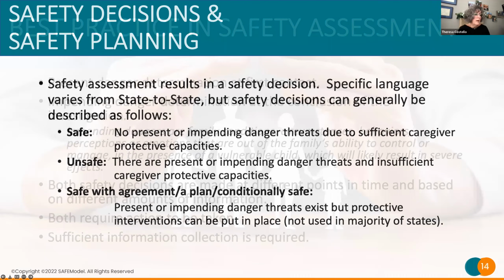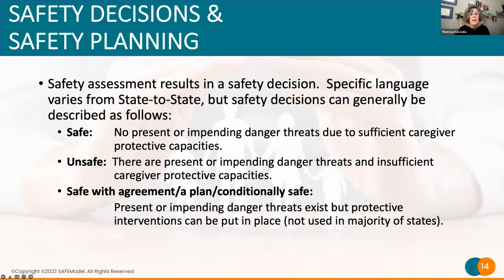Safety decisions and safety planning. Common language that we find in reaching conclusions about safety, because obviously the most important thing about assessing for safety is not just calling it out and labeling it, but it's then taking action. So when we want to identify whether we've reached a decision that a child is safe, that would mean that there's no present or impending danger threats, and that is due to, and we'll talk a little bit more about this, the presence of sufficient protective capacities. In contrast, the decision about unsafe: there are present or impending danger threats, and there are not sufficient protective capacities in that family.